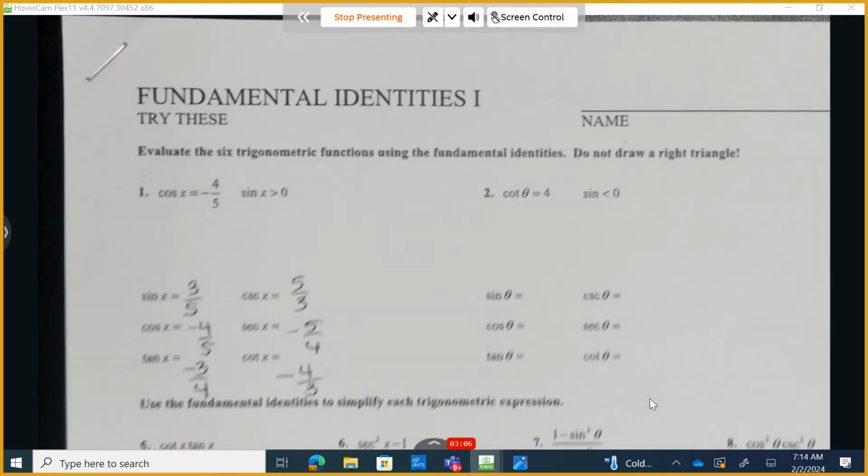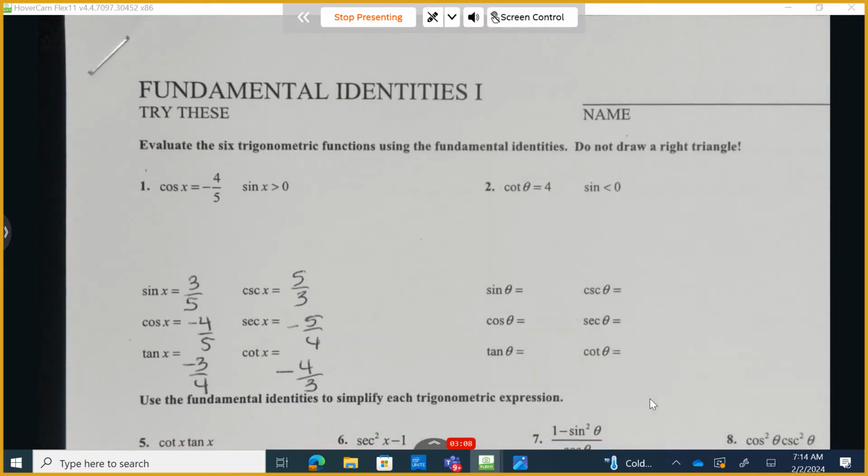By the way, let's just test your understanding of the unit circle. Turn to your partner. What quadrant would this lie in based on these 6 trig functions?